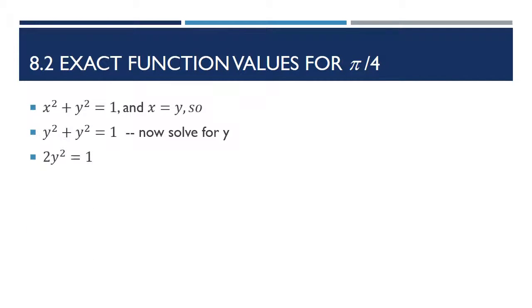So combine like terms, 2y squared equals 1. y squared is 1 half. So y is the square root of 1 half. We reject the negative because we're in the first quadrant. And rationalizing the denominator, we get the square root of 2 over 2.